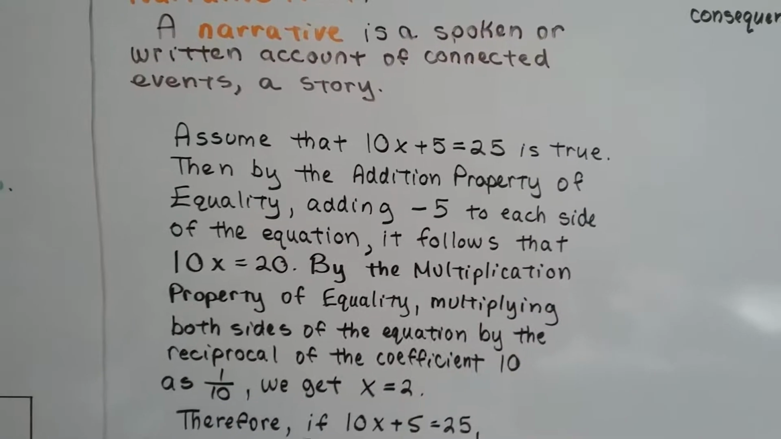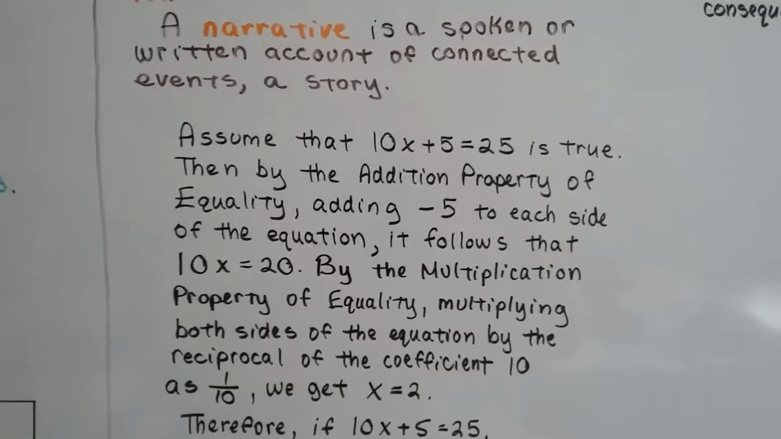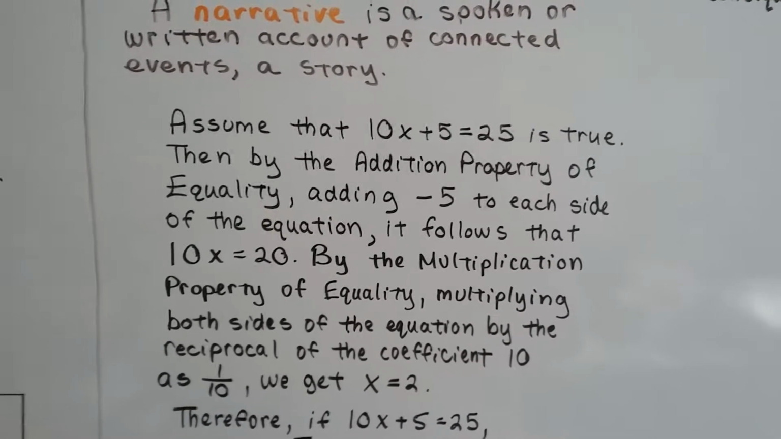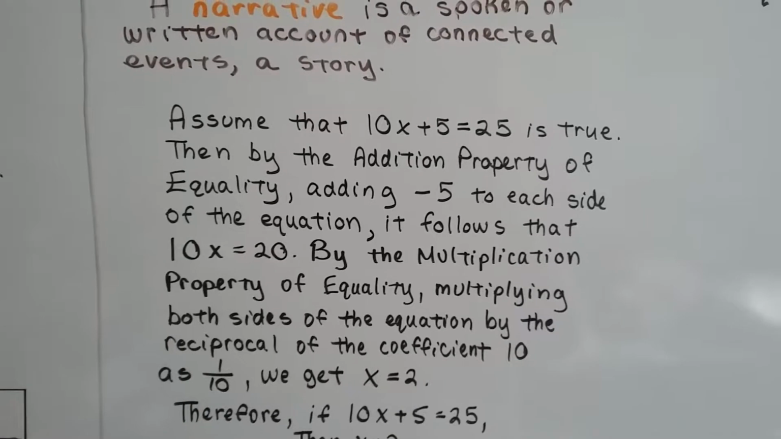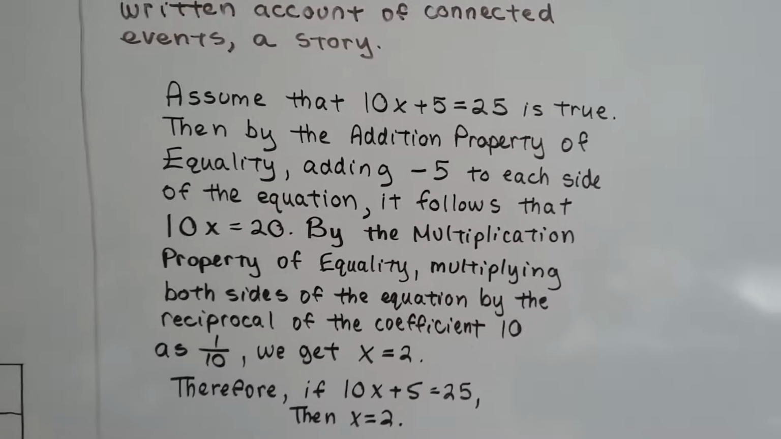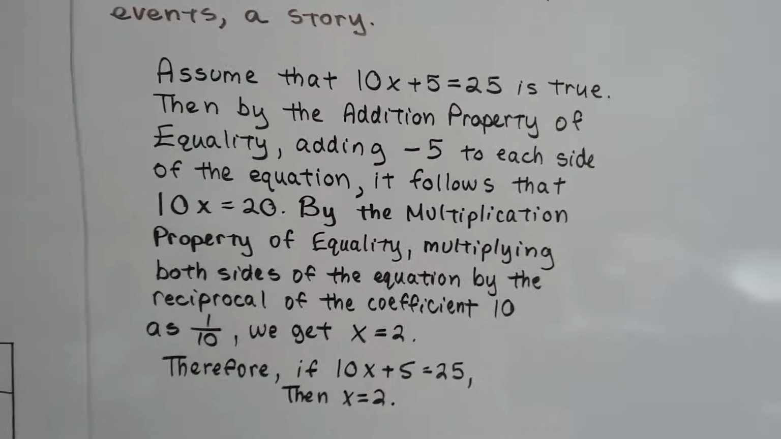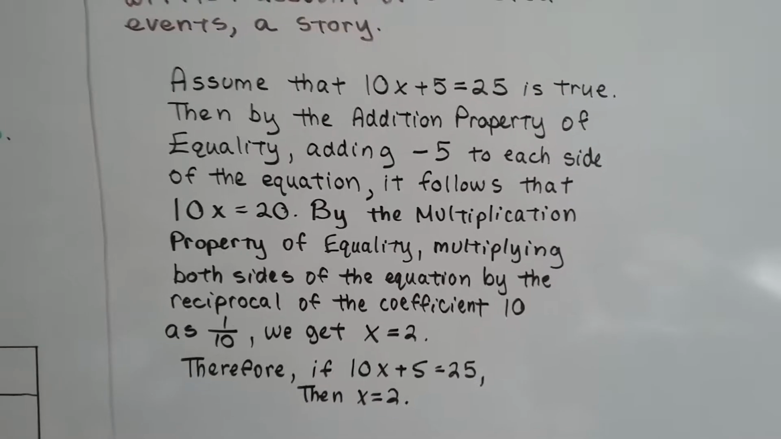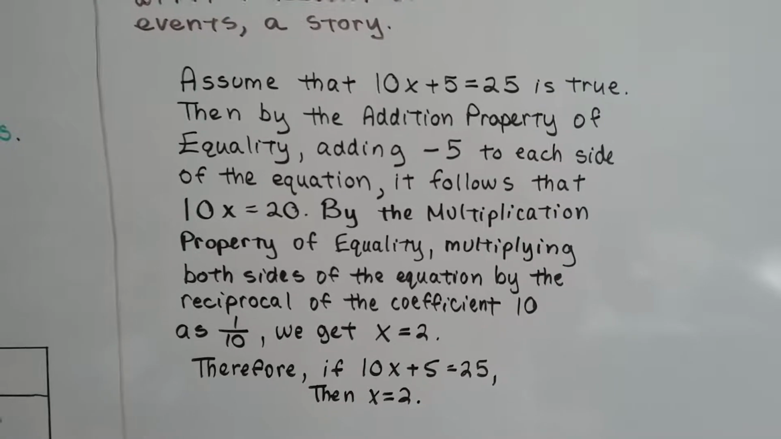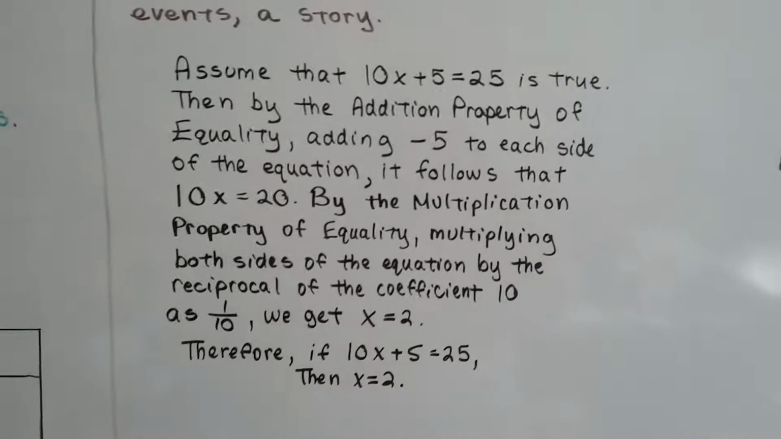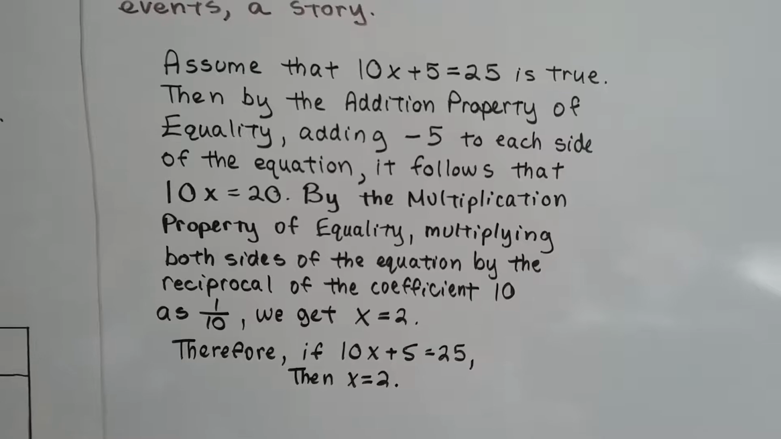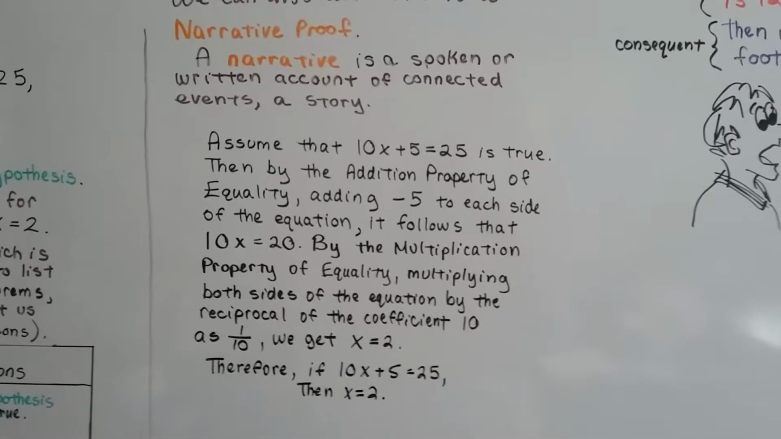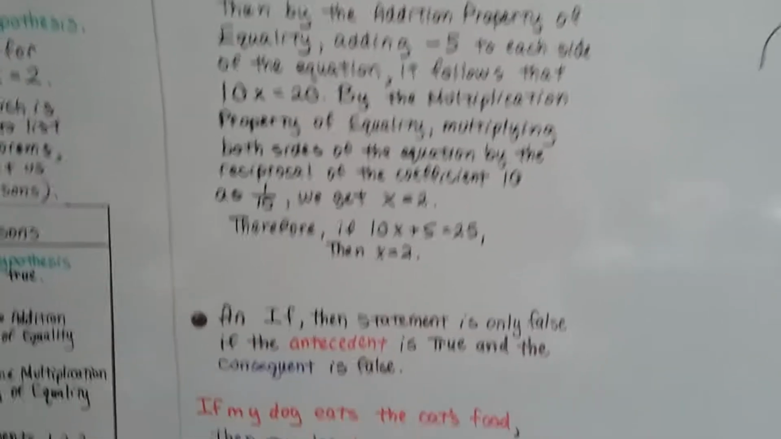Assume that 10x plus 5 equals 25 is true. Then by the addition property of equality, adding a negative 5 to each side of the equation, it follows that 10x equals 20. And by the multiplication property of equality, multiplying both sides of the equation by the reciprocal of the coefficient 10, by that 10, as 1/10, we get x equals 2. Therefore, if 10x plus 5 equals 25, then x equals 2. That is a narrative proof. It's written like a story, isn't it?